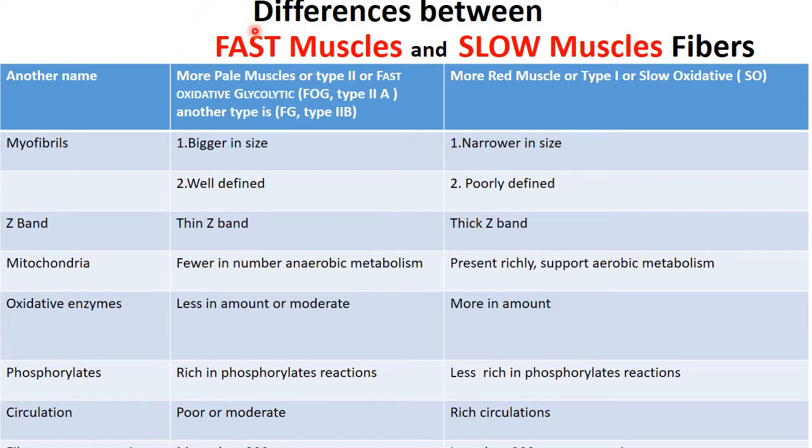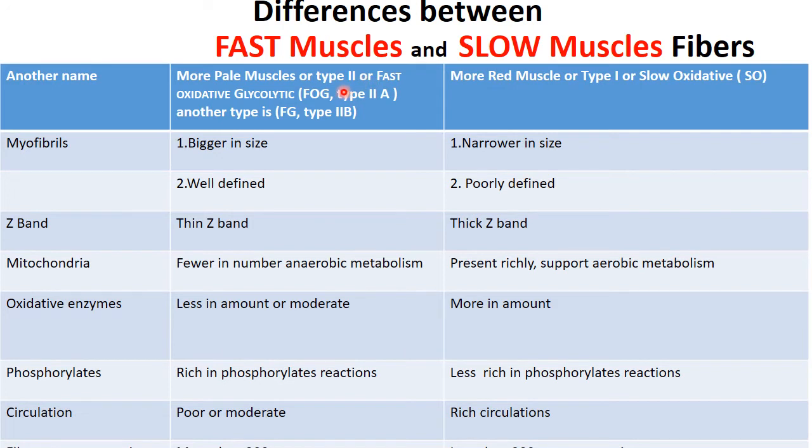As the name indicates, fast, their contraction, their mechanical event is fast. That's why it is known as fast muscle fibers. But they are slightly pale in color, that's why it is known as pale muscle fibers. And their circulation is more blood flow, so they appear red in color. That's why it is known as red muscle fibers.